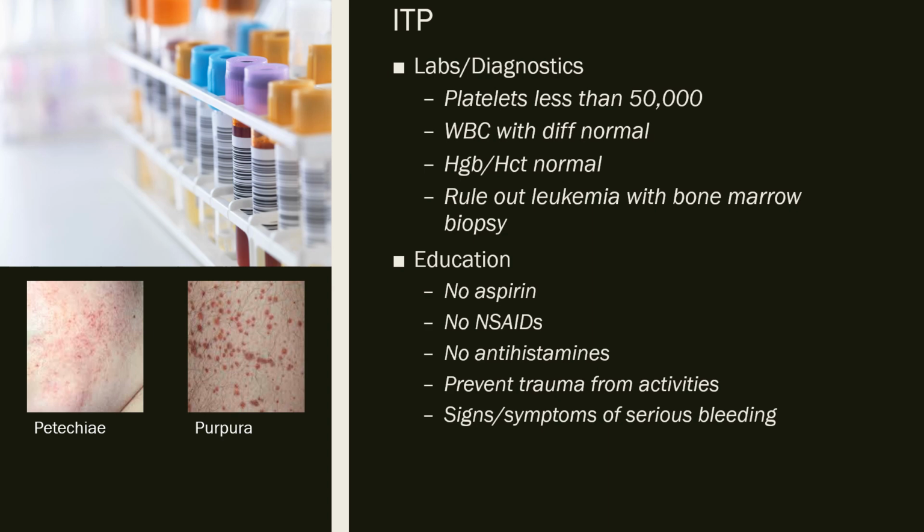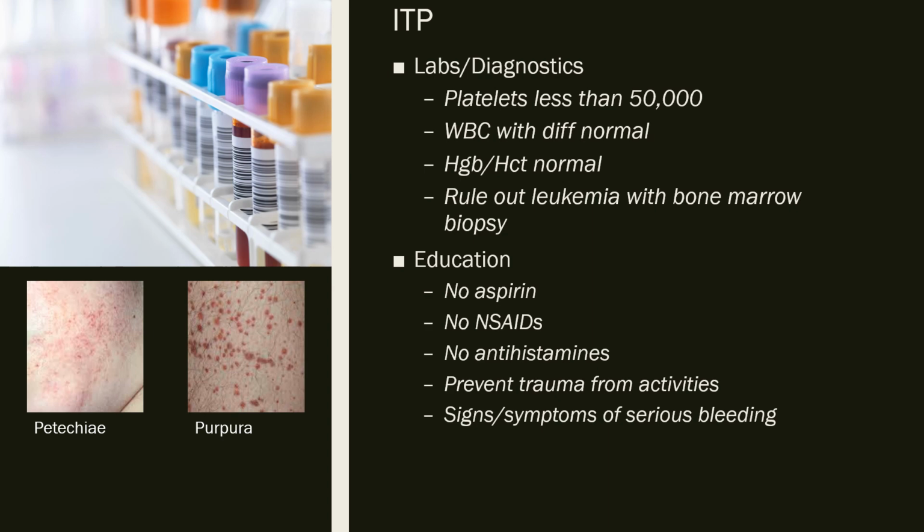So the normal laboratory findings that we're going to see in a kiddo with ITP is extremely low platelet counts, less than like 50,000. The WBCs with differential is normal. Hemoglobin and hematocrit are normal. It's really just the platelets that are affected. And then when we see that, we're going to go in and do a bone marrow biopsy, usually just to rule out leukemia.